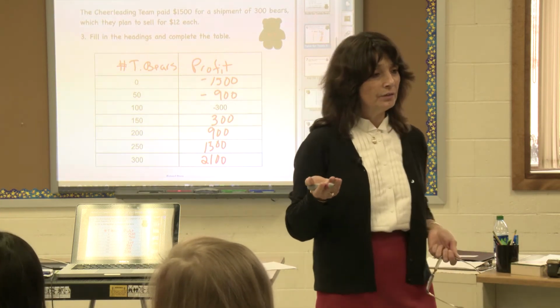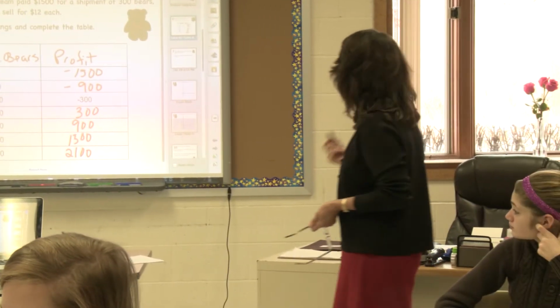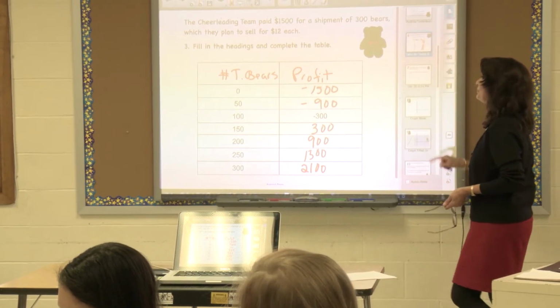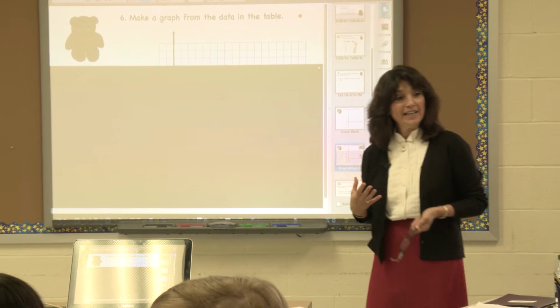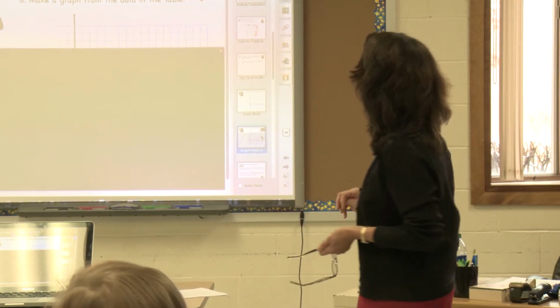Because they didn't make as much money as they paid for the teddy bears. Okay, so they didn't take in enough money. Very good. Okay, then you had to graph, and a lot of problems with the graphing. A lot of problems. It was hard for you to figure out what your scale should be, your intervals. So we had a bit of a problem with this.